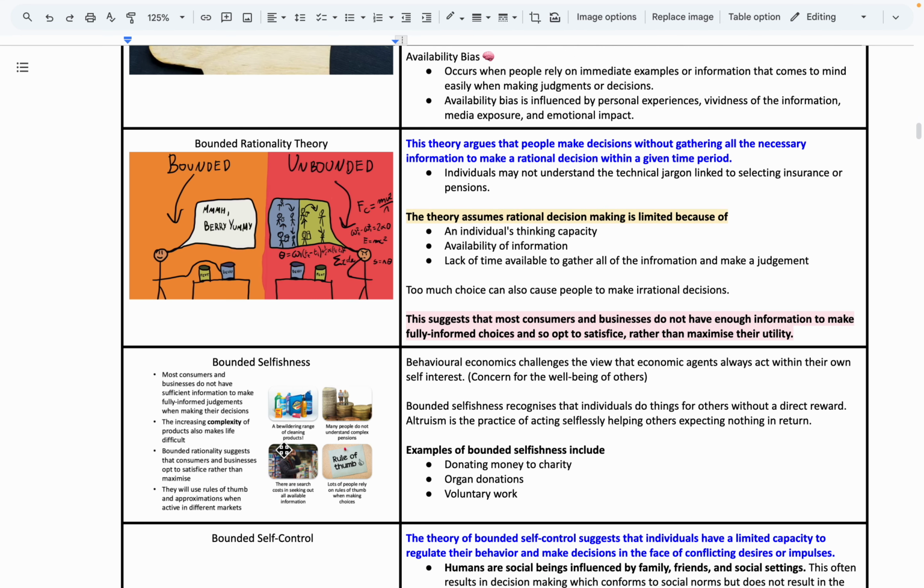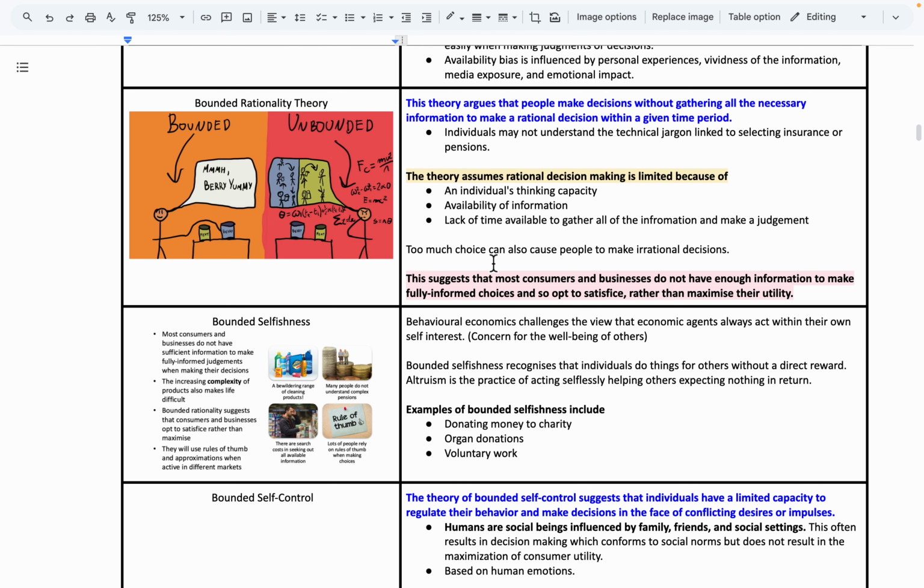Okay, now bounded rationality. So this theory argues that people make decisions without gathering all the necessary information to make a rational decision within a given period of time. So individuals may not understand the technical jargon linked to selecting insurance or pensions. That's one thing. So the theory assumes that rational decision-making is limited because of someone's thinking capacity, availability of information, and a lack of time to gather all those thoughts and information about it.